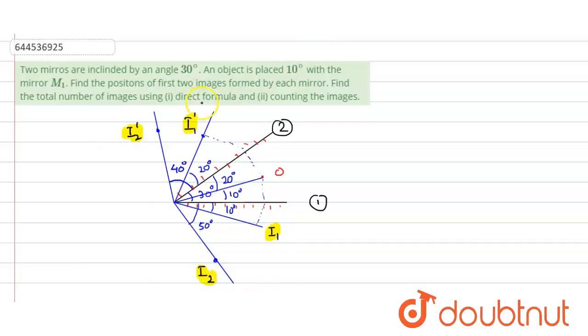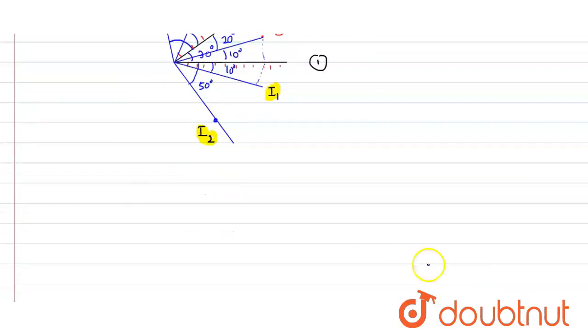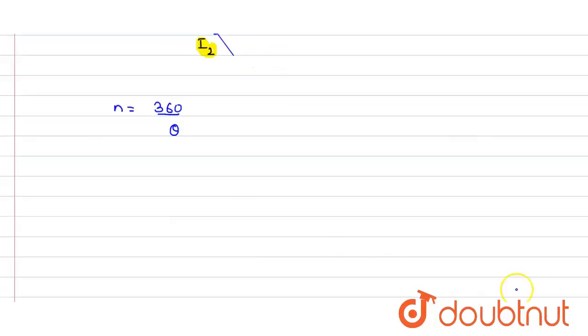Now this we have considered. We also need to find the number of images using the direct formula. It is very simple. We define a parameter n equal to 360 divided by theta, where theta is the angle between the two mirrors. There can be two conditions for n. Either n comes out odd, or it comes out even, so there are only two possibilities. So what is the number of images? We just write the number of images.